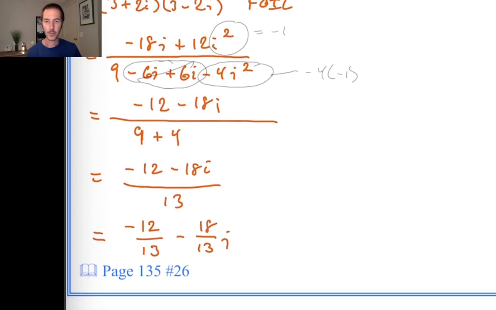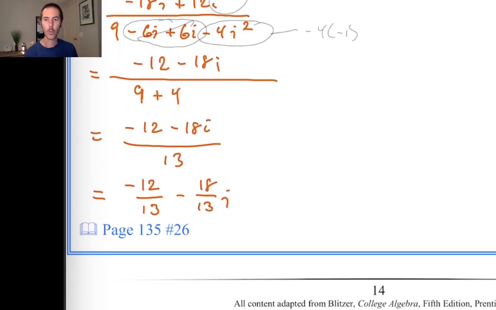That is in standard form for a complex number. What's my A value? It's -12 over 13. What's my B value? -18 over 13. This I'm going to put a box around as a final answer.